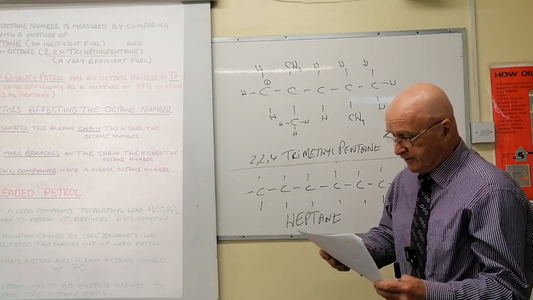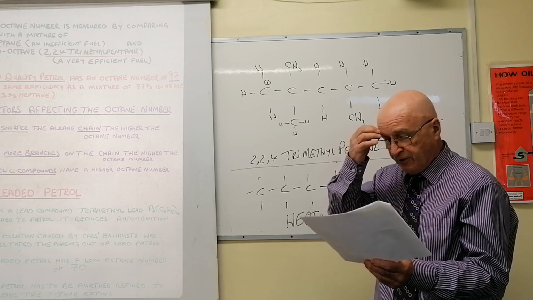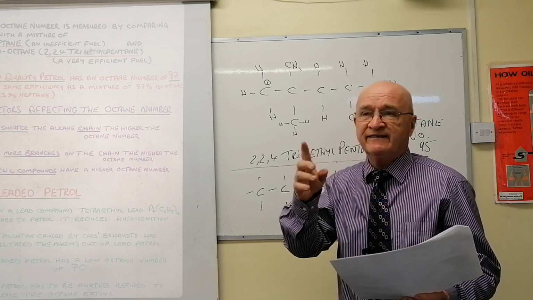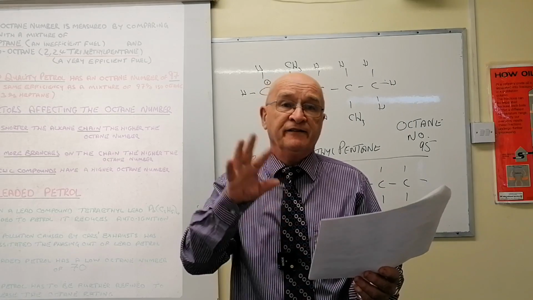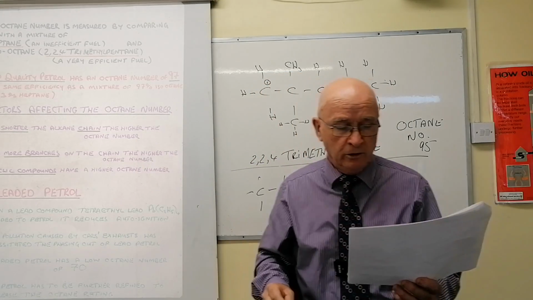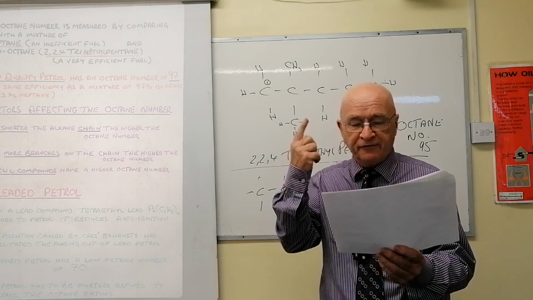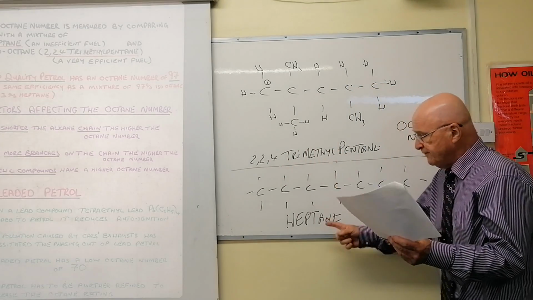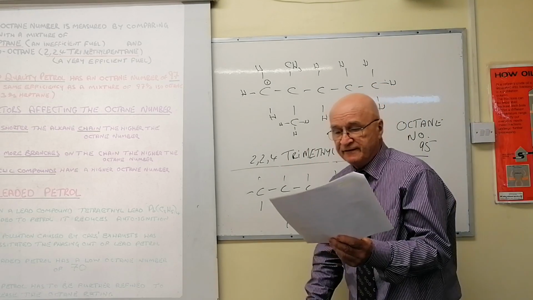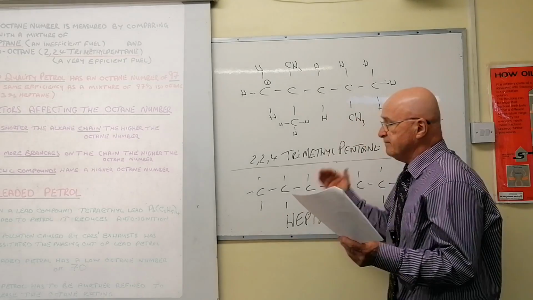That's very, very important, right? So 95, I prefer to see in your notes there, because 97 is for high performance engines. And it's not on sale to the general public as a rule, okay? But it's equivalent to 95% of this fellow and 5% of that. It's that efficiency. So you're using them as reference molecules.